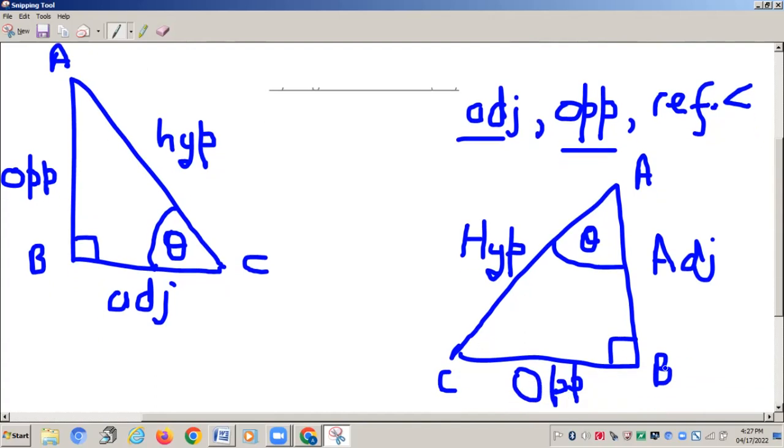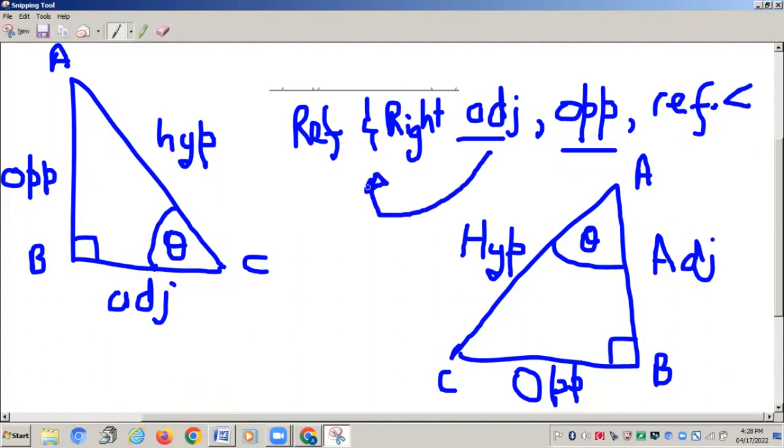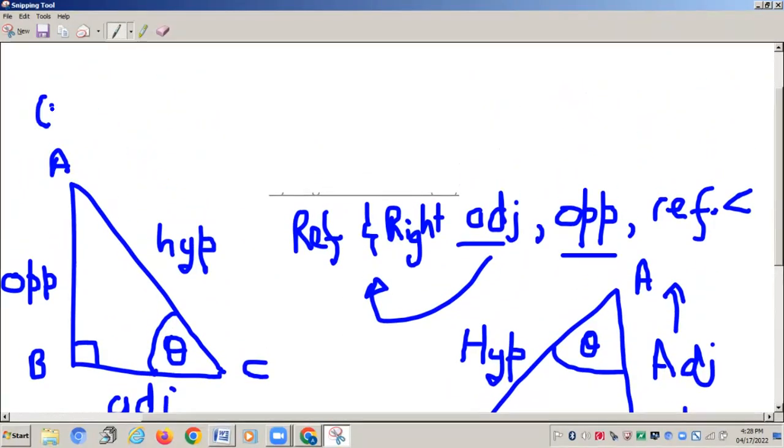Okay, so in order for you to find the adjacent side, by the way, do you know how to find the hypotenuse? Yes, sir. All right, so the adjacent side is always between the reference angle and the right angle. That's the adjacent side. So between the reference angle here and the right angle. All right, so let's call this 1, 2.